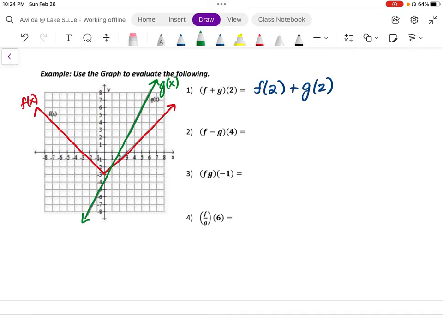All right, let's see. f(2). So I'm looking at the red graph, and I'm looking for an x value of 2. I found that point right here where I'm shading. So on the red graph, the ordered pair that has an x value of 2 is the one that I've just shaded in blue. And that has a y value equal to −1.